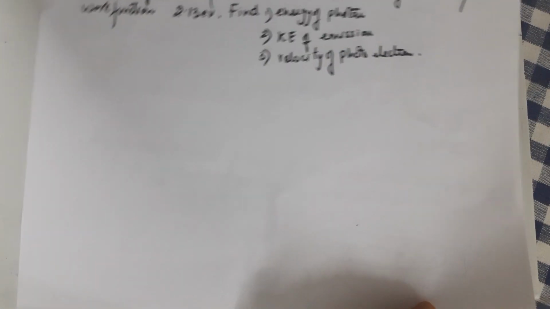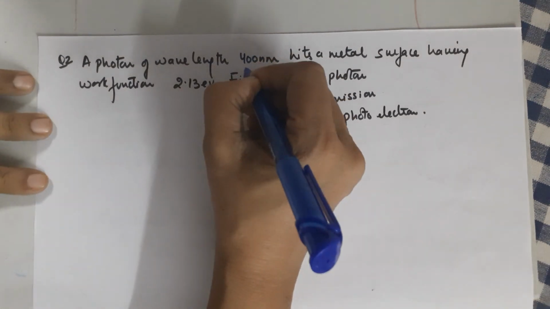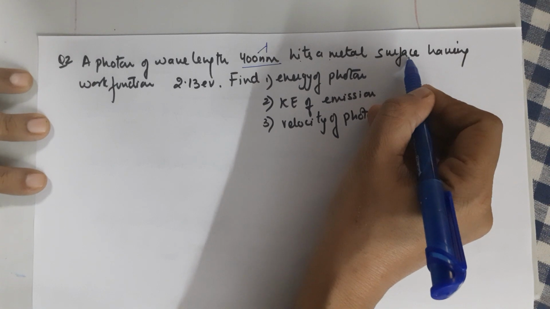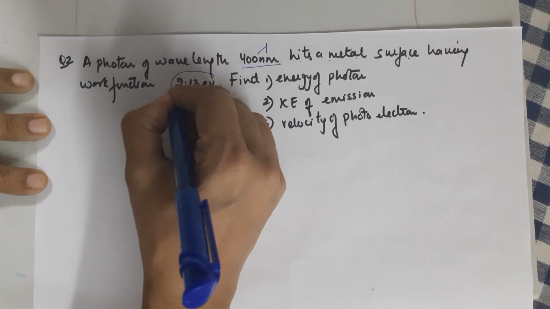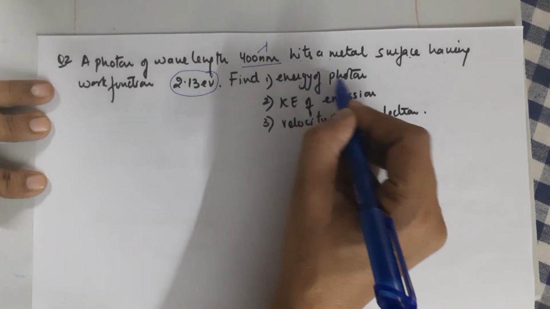Moving to the second question, and the last question that I am going to do is this. Pay attention, everybody. You are provided with a photon of wavelength 400 nanometers. Okay, that's your lambda. It hits a metal surface having a work function of 2.13 eV. Find the energy of the photon.